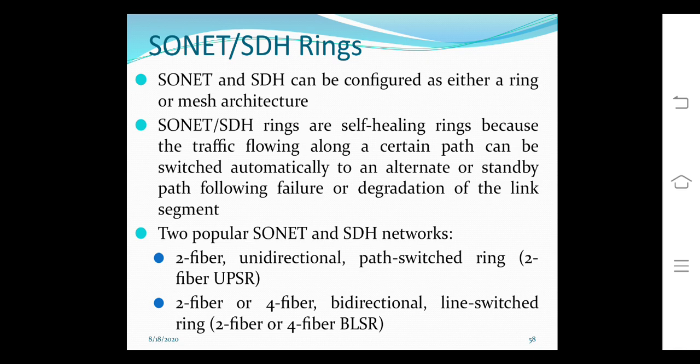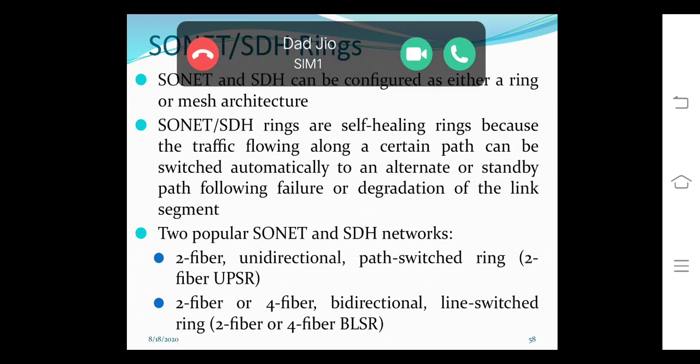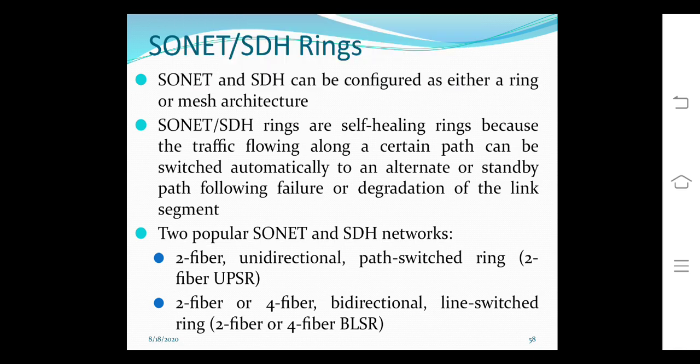And the two popular SONET and SDH networks are the 2-fiber unidirectional path switched ring, which is called 2-fiber UPSR, and the 2-fiber or 4-fiber bidirectional line switched ring, that is 2-fiber or 4-fiber BLSR.